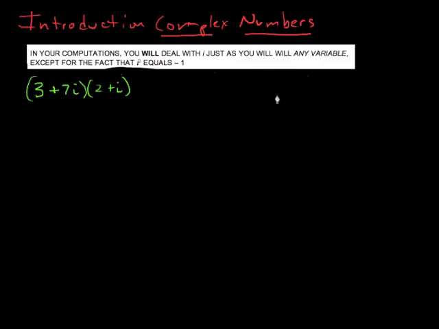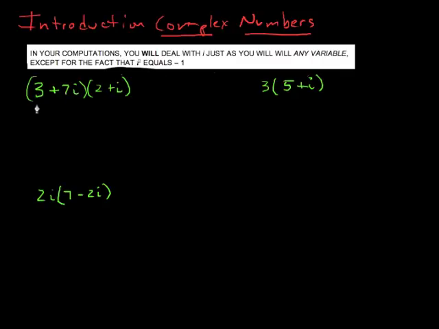Let's do it. We're going to do another one. Why not? Let's do 3 times 5 plus i. And we'll do another one: 2i times 7, or yeah, 7 minus 2i. Let's do each one of these. In our computations, we will deal with i just as we will with any variable, except for the fact that i squared equals -1. So let's FOIL this guy out.